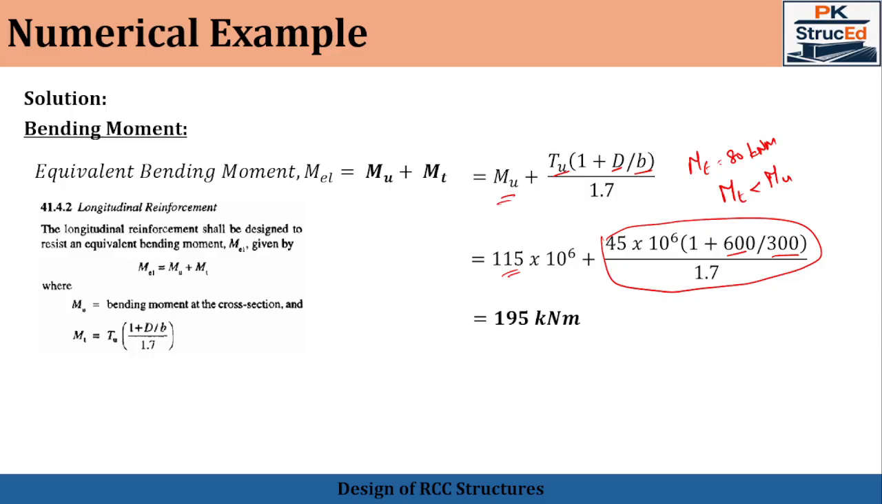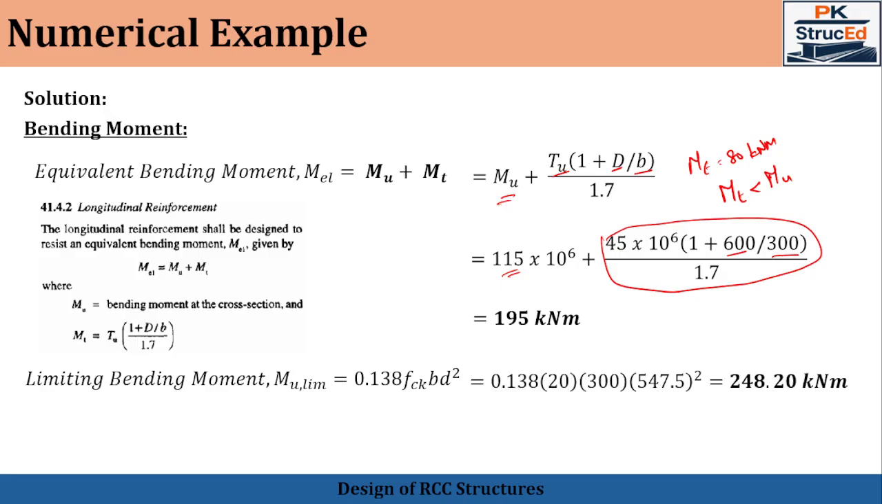Now the equivalent bending moment has been calculated. Then the limiting bending moment will be checked using the same relationship, 0.138 fck b d square. Substituting the values, we are getting the limiting bending moment as 248.2 kilonewton meter. Here you can see the equivalent bending moment is less than the limiting bending moment. Therefore, it will be designed as an under reinforced section. Even though here I mentioned that if Mt is less than Mu, we don't need to provide any compression reinforcement.